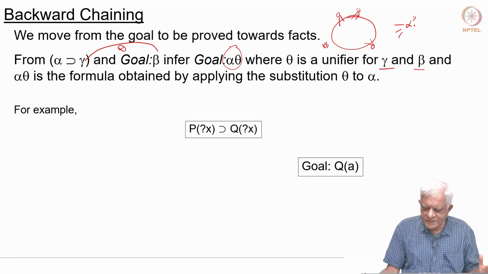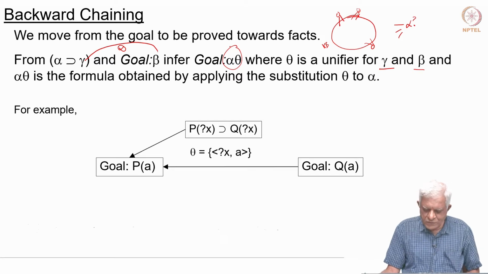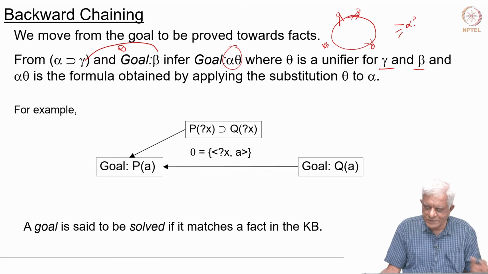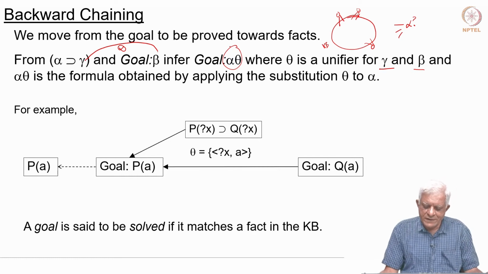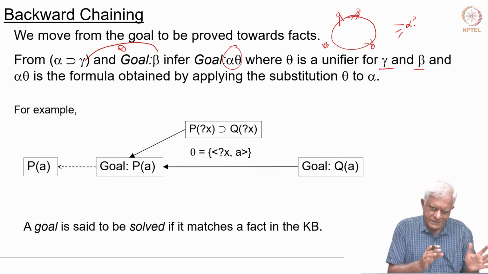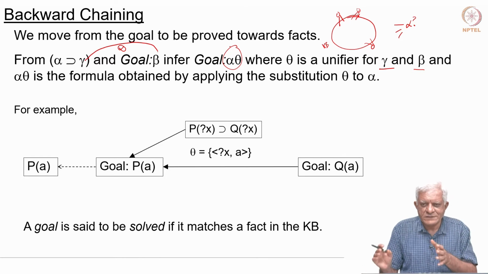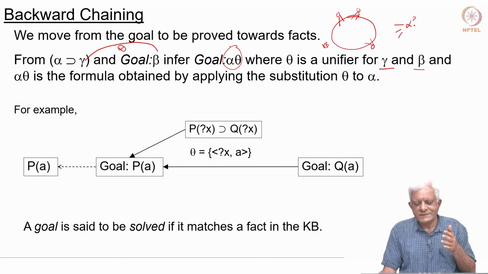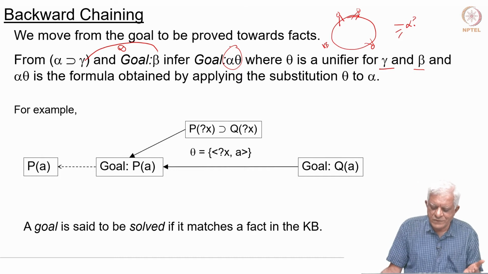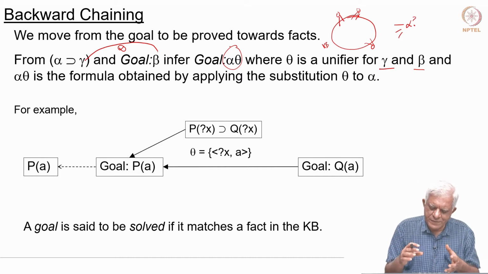You have got a goal, let us say Q of A, you have a rule which says P implies Q, you use the substitution x equal to a, because that is in the goal, and you infer a new goal P of a essentially. So, notice that we are now demarcating the set of facts and the set of goals. Goals is what we want to show to be true, facts are what we know to be true. So, to avoid confusion between facts and goals, we are just marking them with a marker goal here.